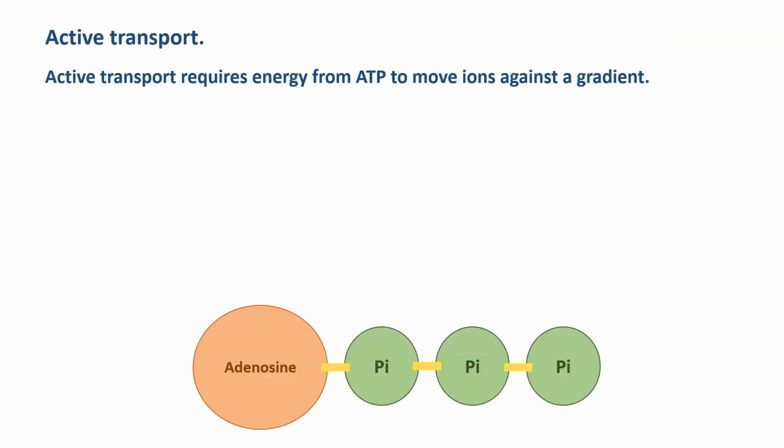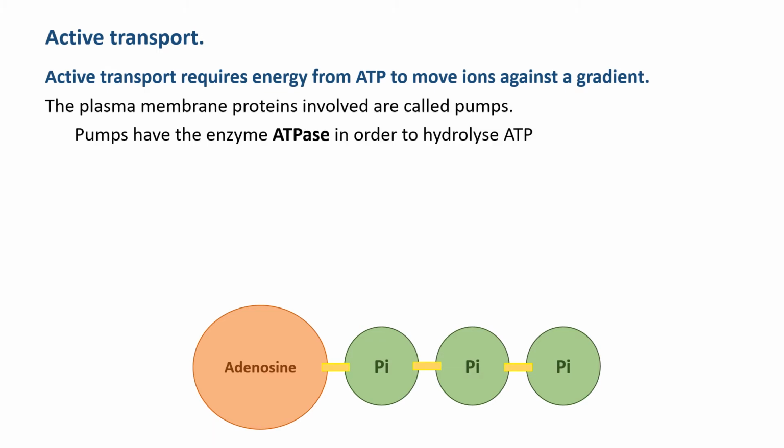So enough of the passive then. Let's get a bit more active. Active transport requires energy. We have already talked quite a bit about ATP. So we need ATP to provide energy, because here what we're needing to do is to move things like ions against a gradient. So we need some energy.